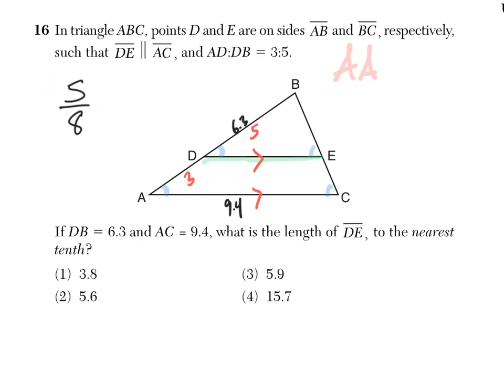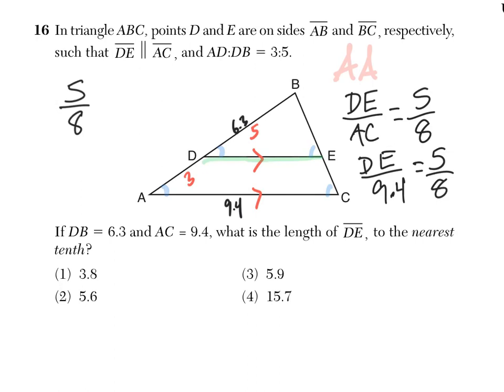So let's set up this proportion. So I know that DE to what? To AC equals what to what? 5:8, just like we just said a second ago. And so now let's plug in some values. We know that we don't know what DE is, but we know that AC is 9.4.